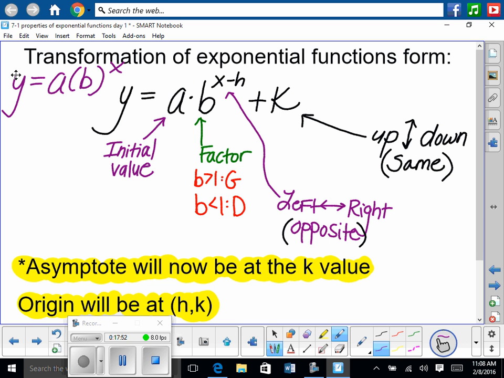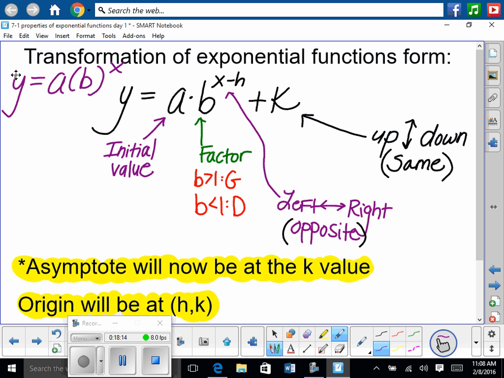And then this, anything added on the outside of your function. So we have plus k. So it's added on the outside of our function. Does everybody see that? This is your shift up and down. So it'll take your exponential function and it will shift it up or down. And your sign will stay the same. So if it said plus 3, we would shift it up 3. If it said minus 3, we'd shift it down 3.